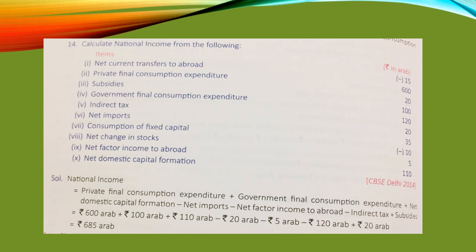Now here we have to calculate NNP FC. So we will reduce the value of net factor income to abroad and minus net indirect taxes. Net indirect taxes means indirect taxes minus subsidies, and we can calculate the value of national income, that is NNP FC.